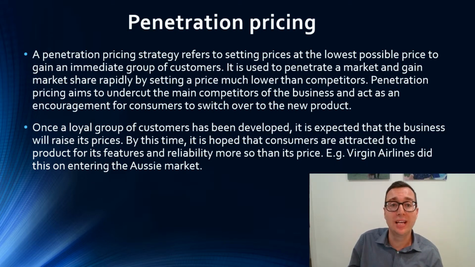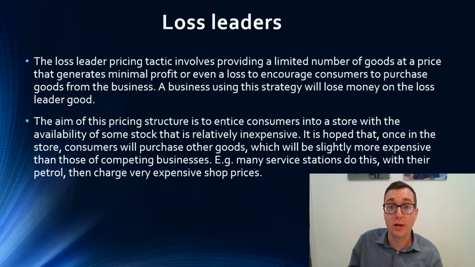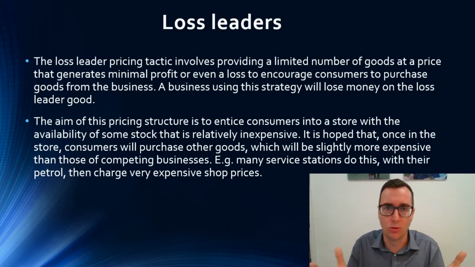Now, the third pricing strategy is loss leaders. The loss leader pricing tactic involves providing a limited number of goods at a price that generates minimal profit or even can make a loss to encourage customers to purchase other goods from the business. So, in terms of this particular strategy, why would you sell below what it costs? Think about a service station for argument's sake. Most people think that servos rip them off with petrol. Sometimes they do. Most of the time, most service stations sell the petrol at cost, sometimes below cost. Why would they do it? Why would 7-Eleven?